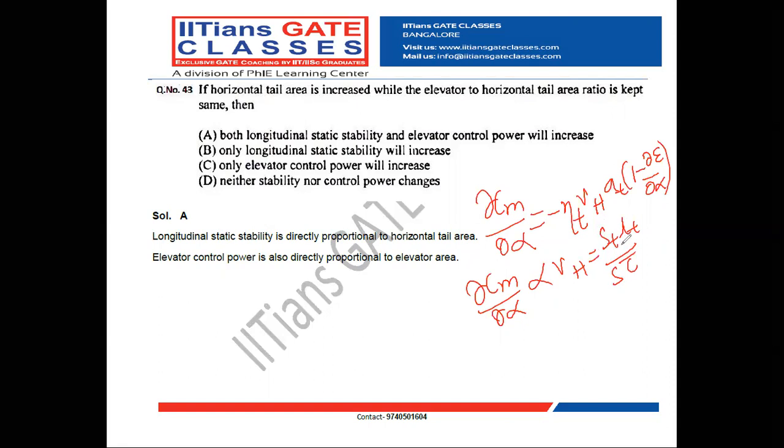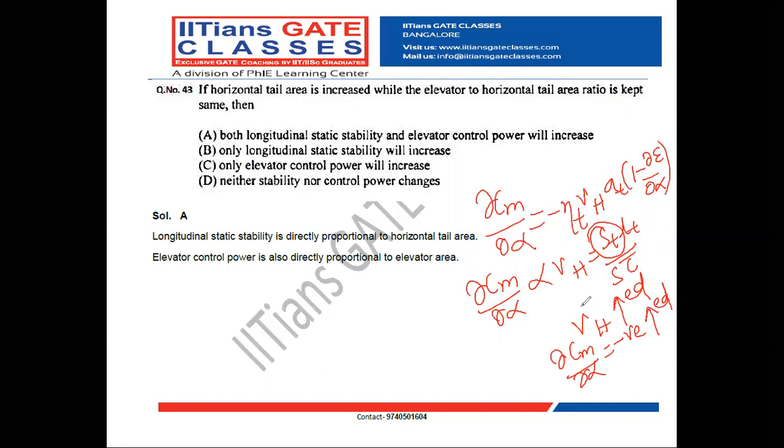What happens when the horizontal tail area is increased? That is, the St value is increased, so VH is also increased. When the VH value is increased, the ∂Cm/∂α value, that is the negative value, is also increased.